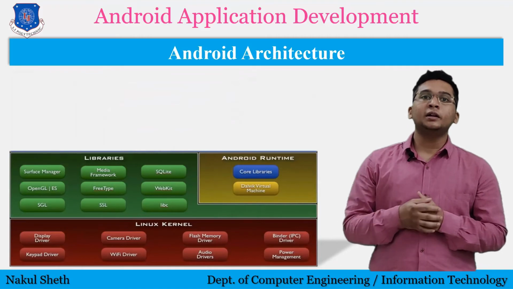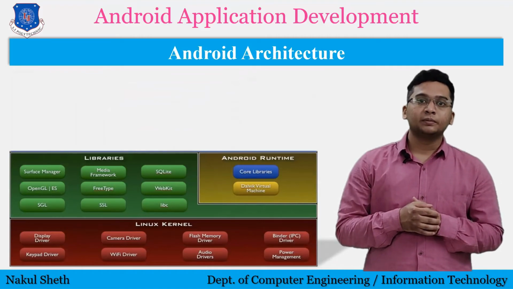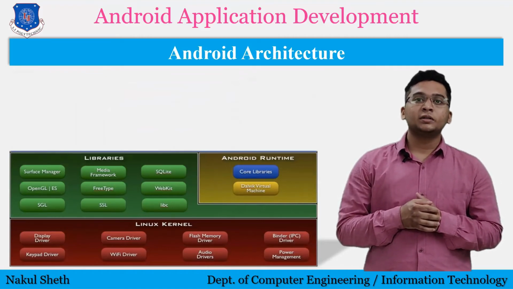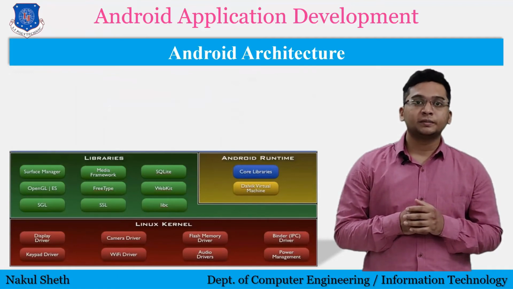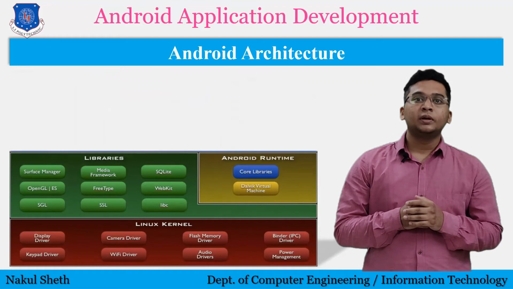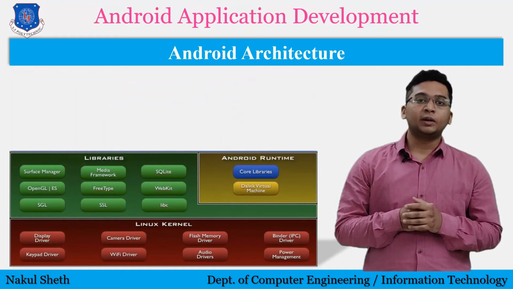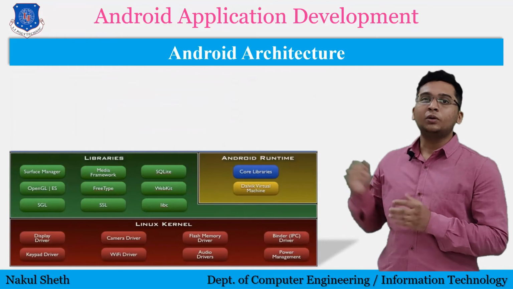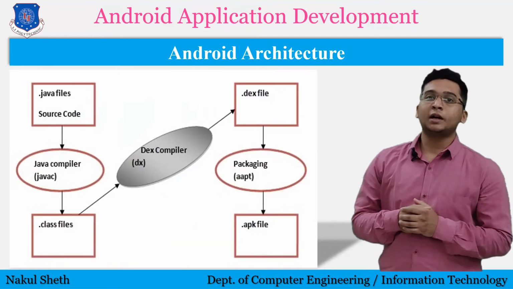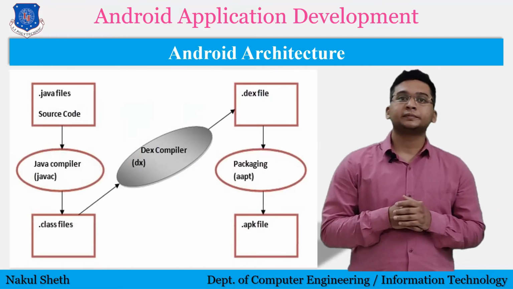Now the next layer is Android runtime. Android runtime consists of Dalvik virtual machine and core Java libraries. Android runtime is an engine that powers your application along with the native libraries. So let us discuss this Dalvik virtual machine and core libraries one by one. Let us start with Dalvik virtual machine.